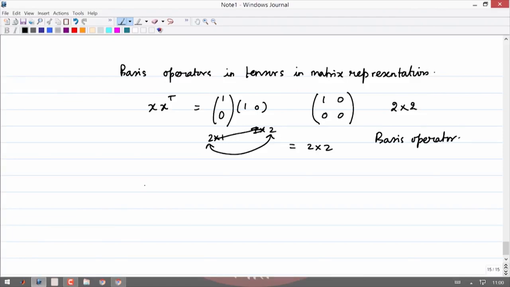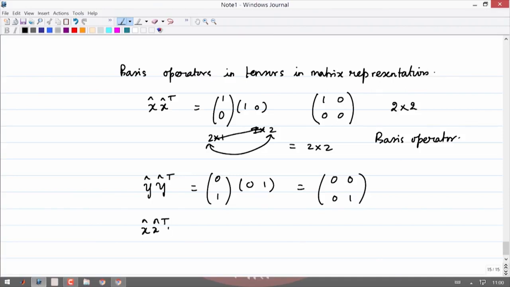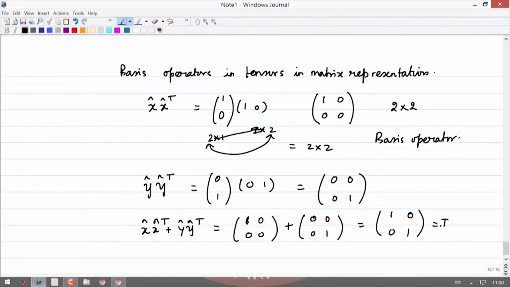Okay. Likewise, if you form y yt, unit vectors, you will see that this is 0, 1 multiplying 0, 1, which will give you 0, 0, 0, 1. And interesting that if you add x xt to y yt, you get the unit matrix, namely 1, 0, 0, 0 plus 0, 0, 0, 1, which is 1, 0, 0, 1. This is the identity matrix. Okay.